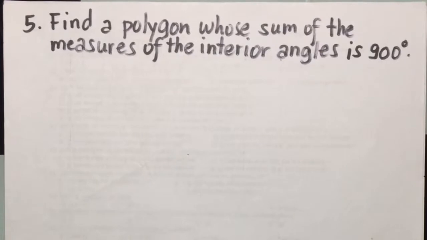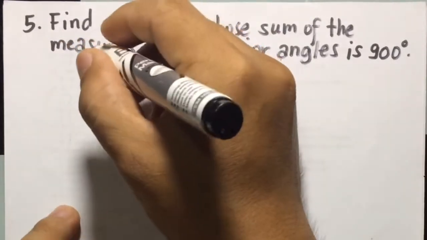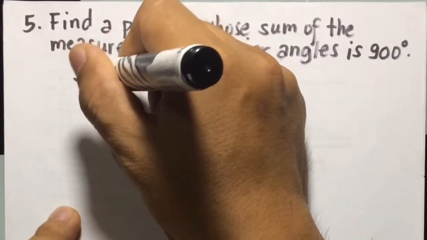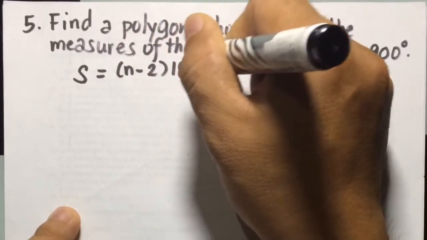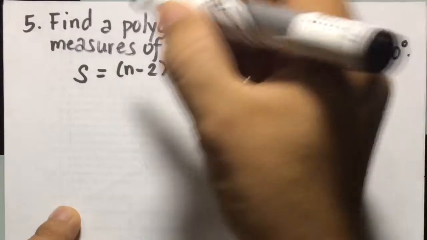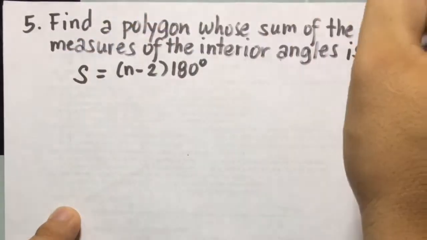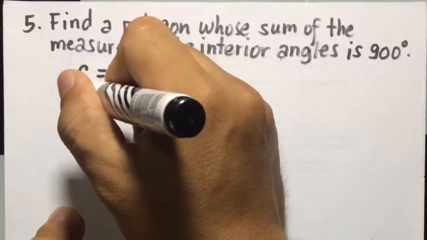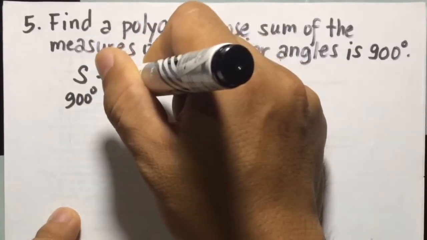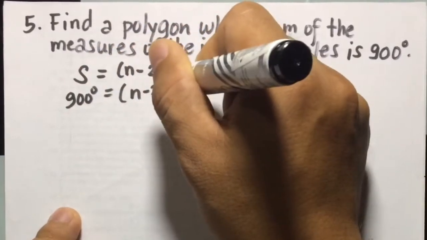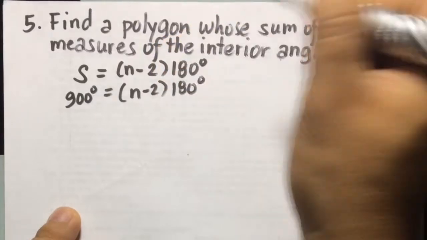And let's have our last example, number 5. Find a polygon whose sum of the measures of the interior angles is 900 degrees. So in here, we're still going to use the formula S, or the sum, equals the quantity of n minus 2 times 180 degrees. Then we are given the sum, so we're going to substitute that to S. So S here will be equal to 900 degrees. Then this is equal to n minus 2 times 180 degrees.